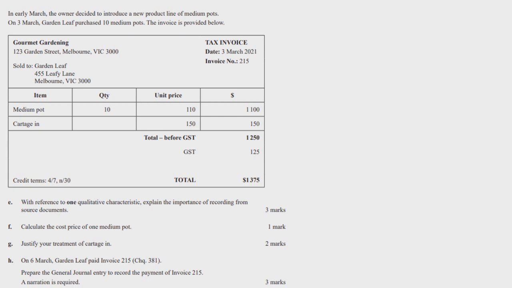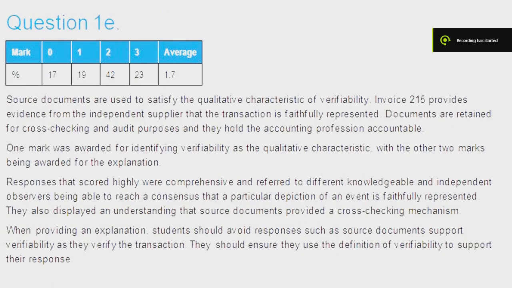So let's take a look at the answers. Well, the importance is that source documents are free from material error and bias, and everyone draws the same conclusion. Therefore, you can trust that the information provided will be correct. Well, that's where I would have gone with it. Alright, moving on.